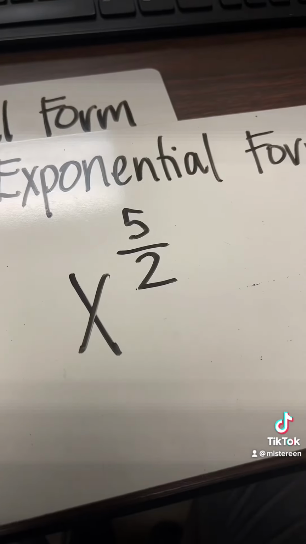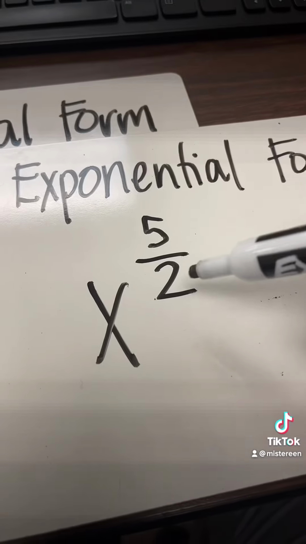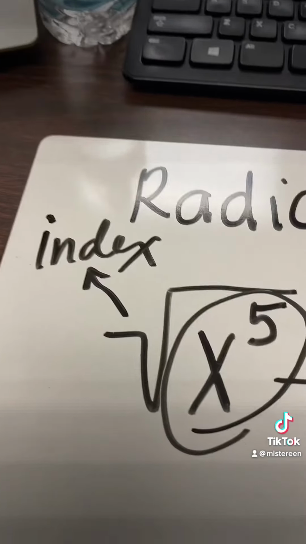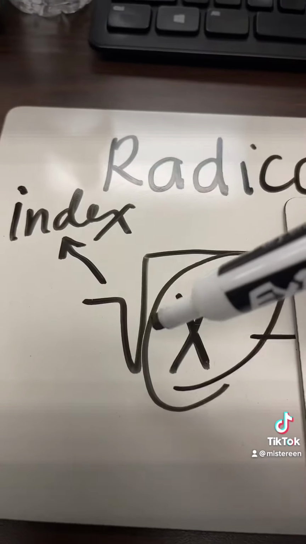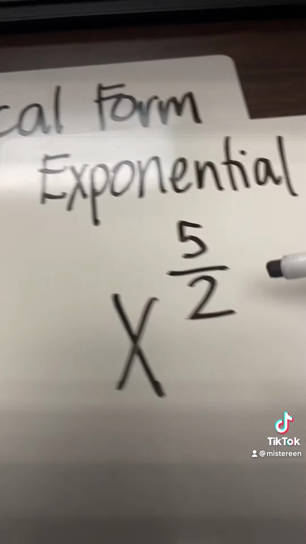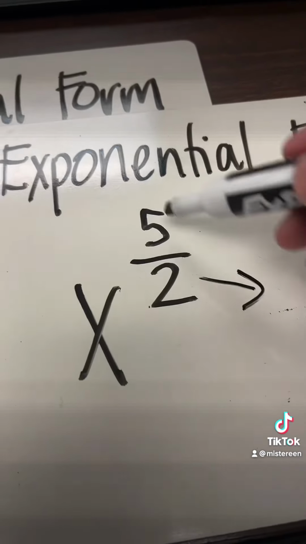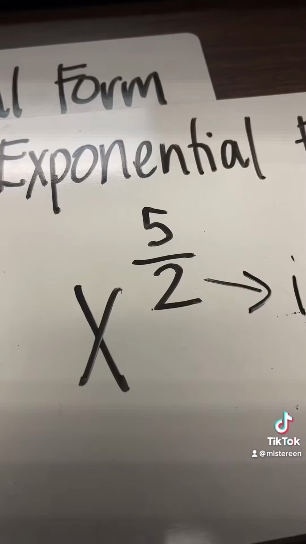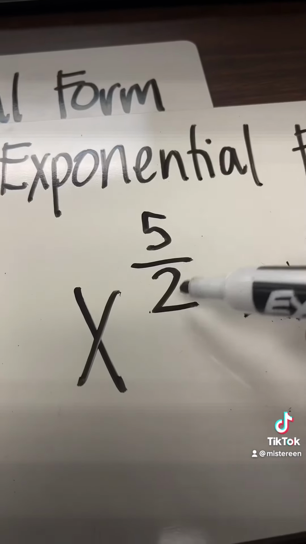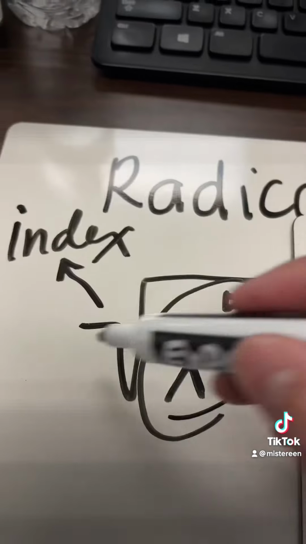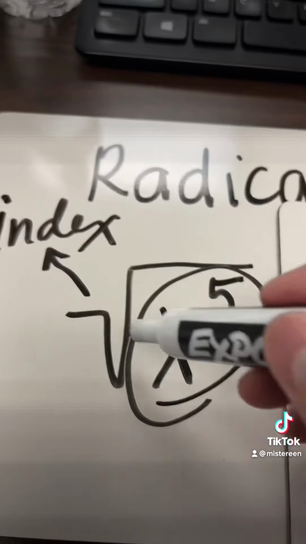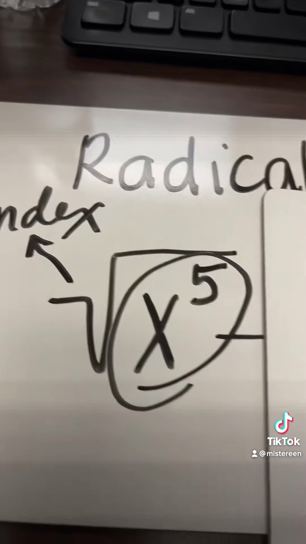For our exponential form, let's go back to x raised to 5/2. Remember the index that I'm talking about in radical form? The index, the invisible 2, is actually the number that you see at the bottom of the fraction exponent. That's actually the index. So if you see that the number here is 2, then you should use the square root over here, and you don't need to put that 2 here because it's invisible.